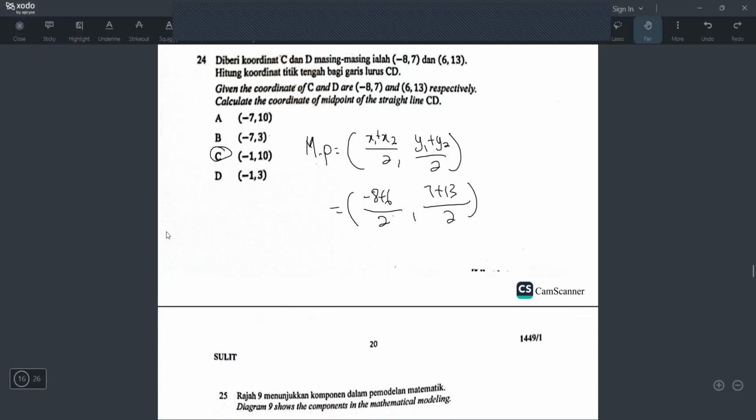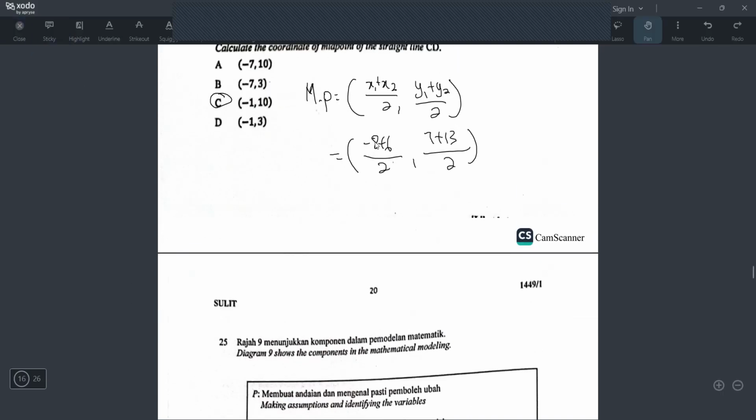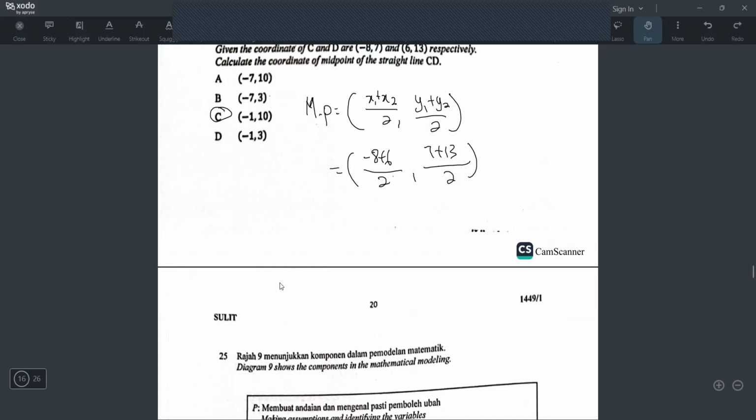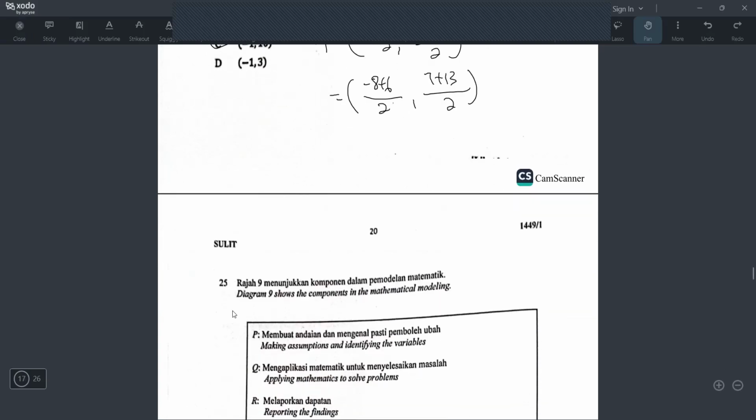This one just use your calculator. But make sure when you press the calculator, you press negative 8 plus 6 equals first. Equals first, then only you divide 2. Don't straight away press the whole thing. If you press the whole thing, the calculator will do 6 divide 2 first. Then it's wrong already. So make sure you press carefully.